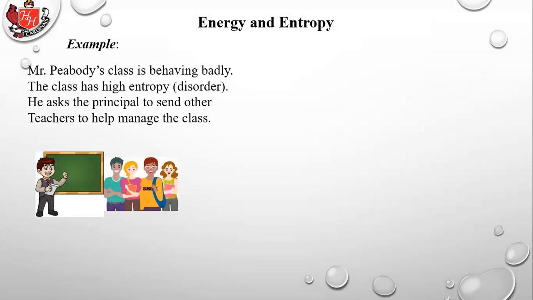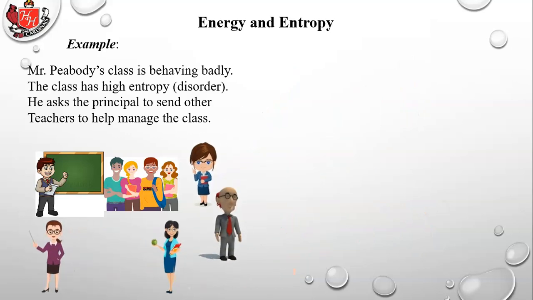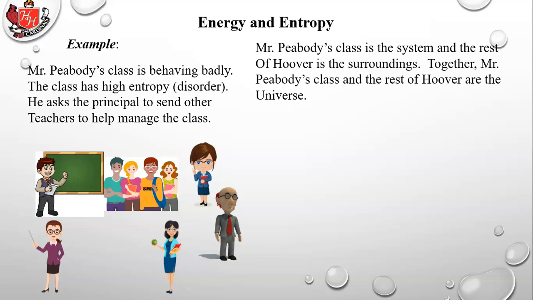So for example, Mr. Peabody's class is behaving badly. The class has high entropy, disorder. He asked the principal to send other teachers to help manage the class. So there's the other teachers, and there they go. They're going to go over to help him manage that class. So Mr. Peabody's class is the system, and the rest of Hoover is the surroundings. Together, Mr. Peabody's class and the rest of Hoover are the universe. So you remember those terms: system, surroundings, and universe.